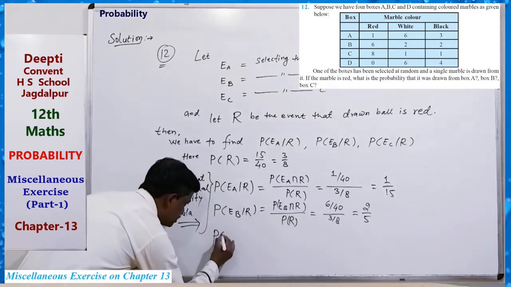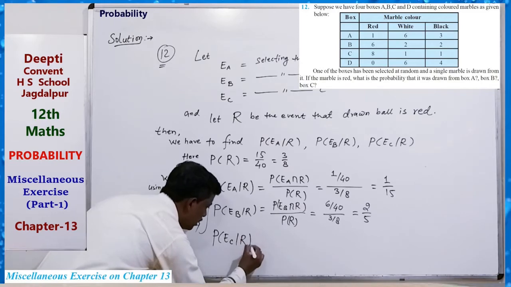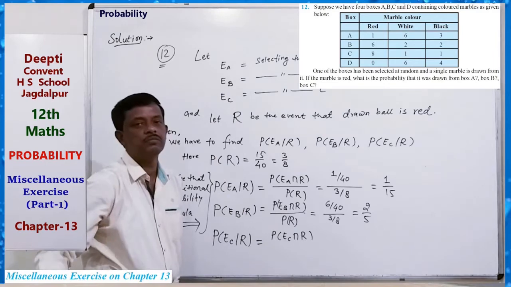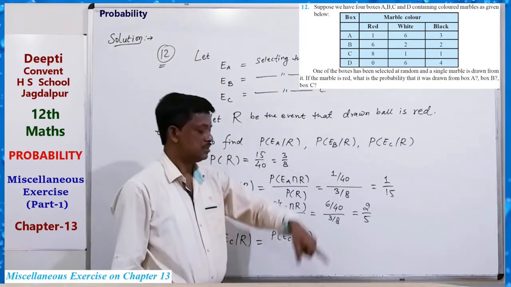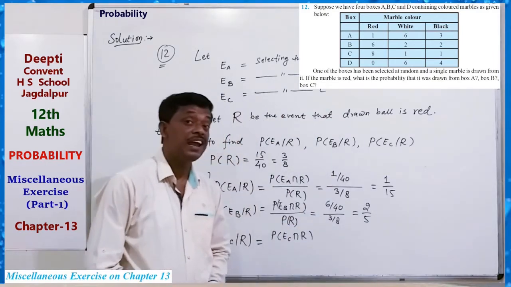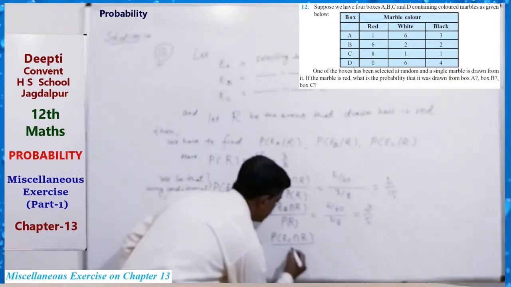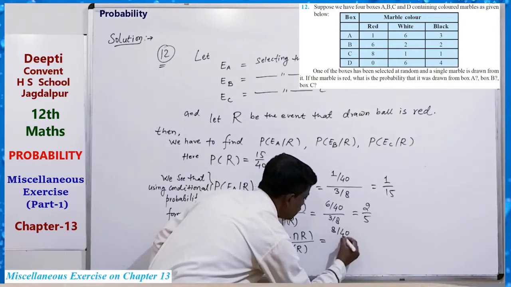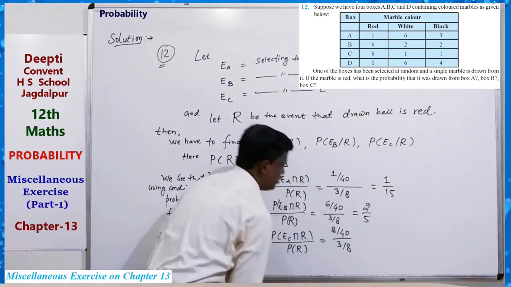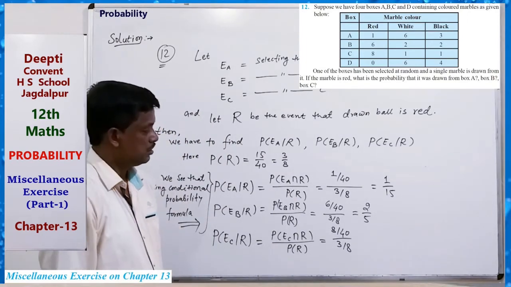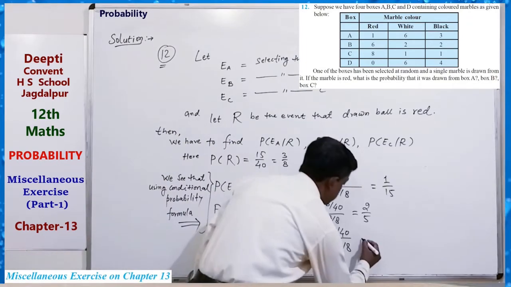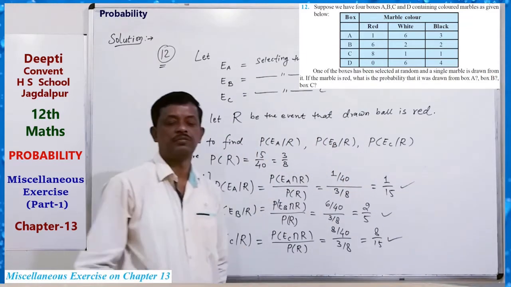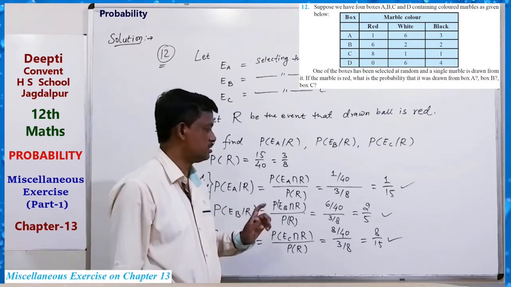And also the last value. What? P(C|R). Here the probability of C intersection R means red comes from box C. C contains 8 red balls. So 8 by 40 upon 3 by 8, so 8 by 50. So these are the probabilities that the red ball comes from box A, box B, box C.